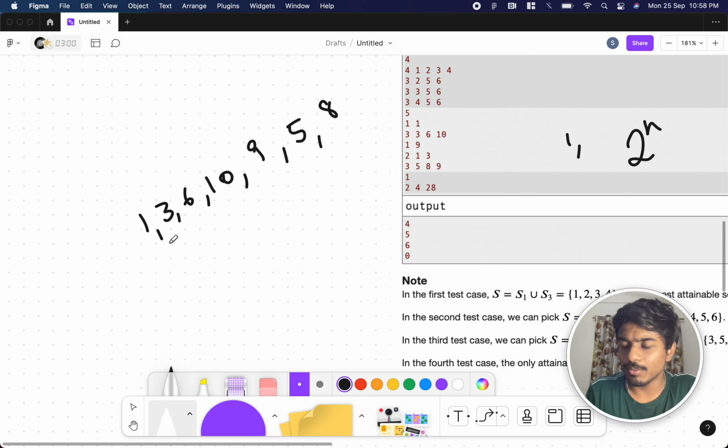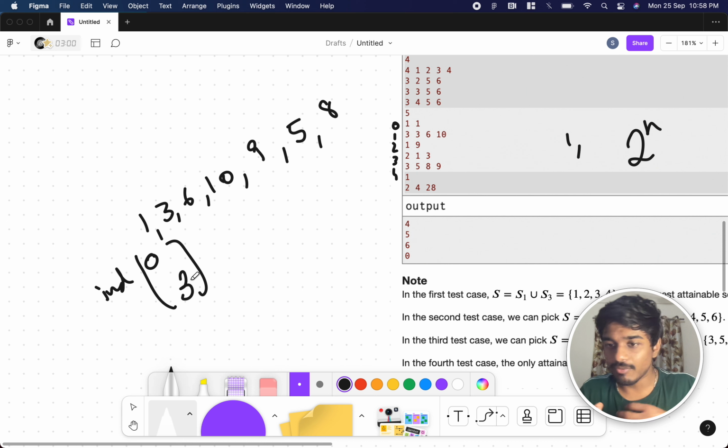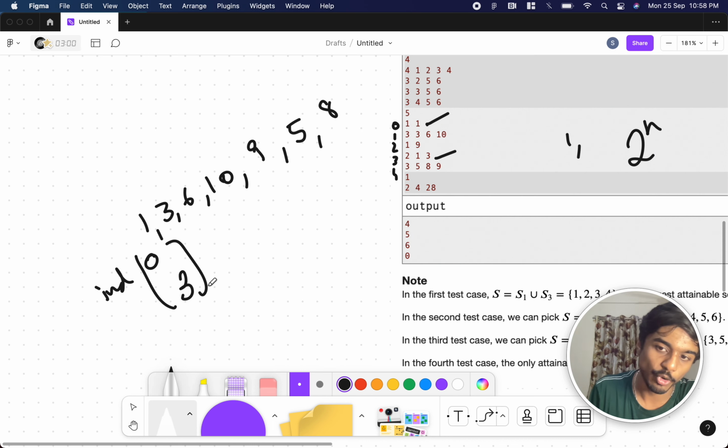If I want to remove one, what will I do? I want to know what are the sets that one is part of. So imagine if this is a 2D matrix, 1 is part of what indexes? 0, 1, 2, 3, 4, right? 1 is part of the 0th index and the 3rd index. If I want to completely remove one, I need to completely remove this set and this set, right? Does it make sense? I just need to completely remove these and take the union of all the rest.